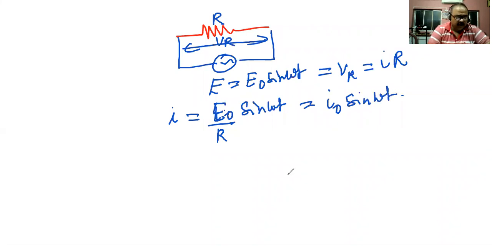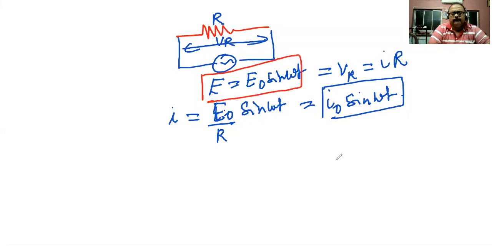So from here what we can say is that we have got the equation of I as I naught sine omega t and the equation of E as E naught sine omega t. So from here it is very much clear that both E and I are actually in the same phase. So if I try to draw the graph of E versus t, or I versus t, we can draw it in the same graph, something like this.